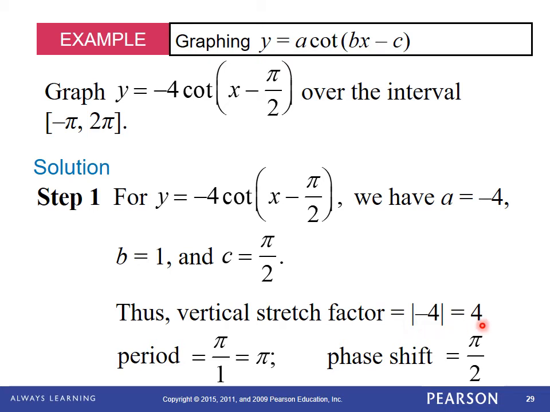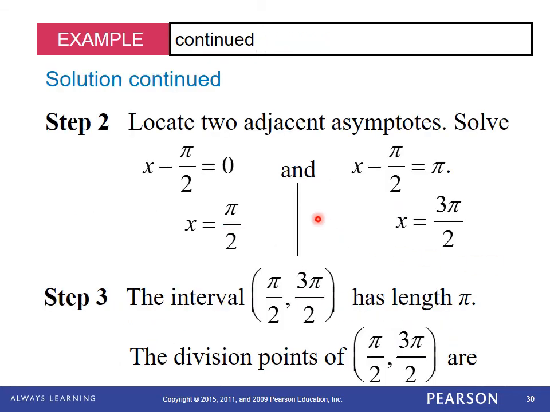Vertical stretch factor of 4, and because it's negative, we have a reflection about the x-axis. Period is going to be pi divided by 1, because that's the b value. And we've got a phase shift, which is the c value itself. Now we locate the two adjacent asymptotes. The first one occurs at 0, the second one occurs at pi, originally from the graph that we just saw.